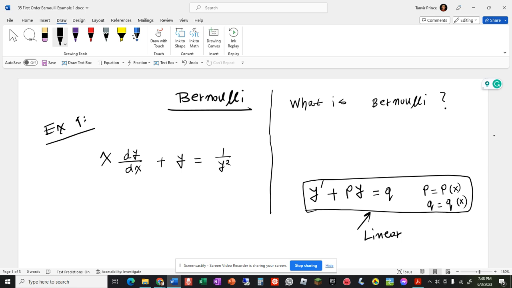So the Bernoulli first order differential equation is, if you can write a first order differential equation as y prime plus py equal to q times y to the power n. So that's Bernoulli. Of course, we're going to assume that n is not equal to 0 or 1, because if n equal to 0 or 1, it will be linear. So we're going to avoid n equal to 0 and 1 for Bernoulli.